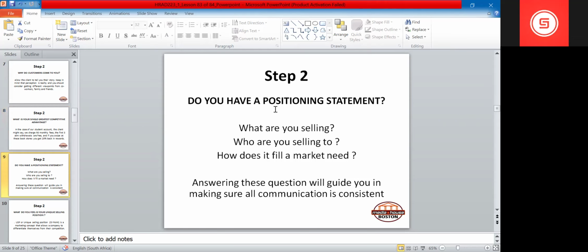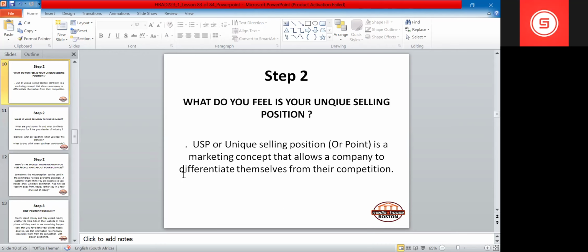So step two, do you have a positioning statement? What are you selling? Who are you selling to? How does it fill a market need? Answering these questions will definitely guide you in making sure that all communication is consistent, right?